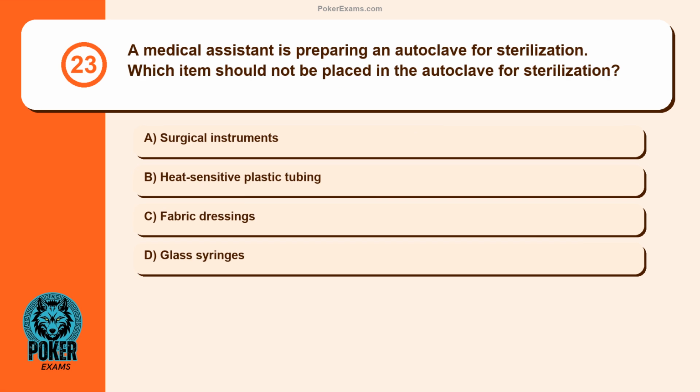Question 23. A medical assistant is preparing an autoclave for sterilization. Which item should not be placed in the autoclave for sterilization? Surgical instruments, heat-sensitive plastic tubing, fabric dressings, glass syringes.